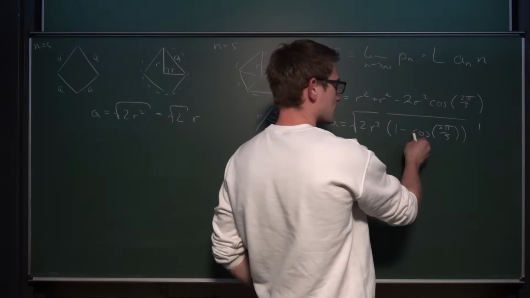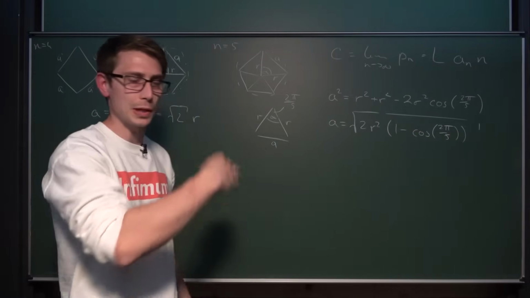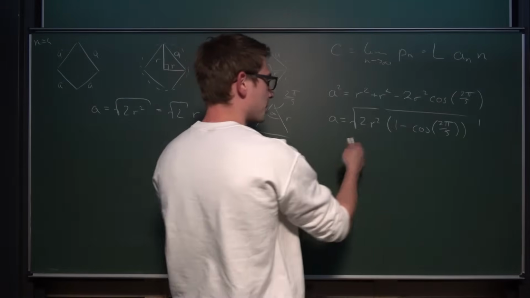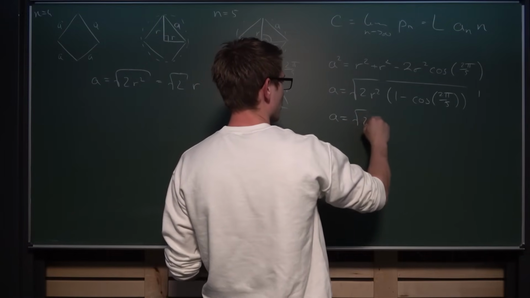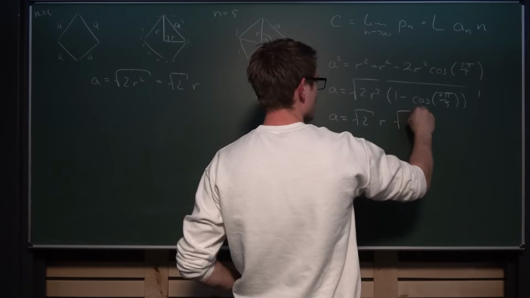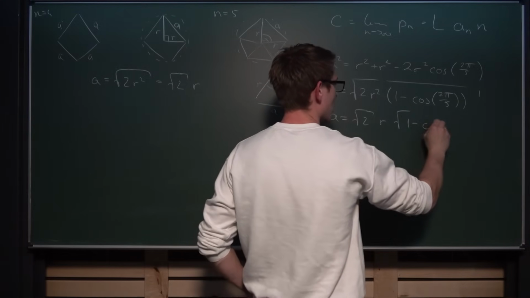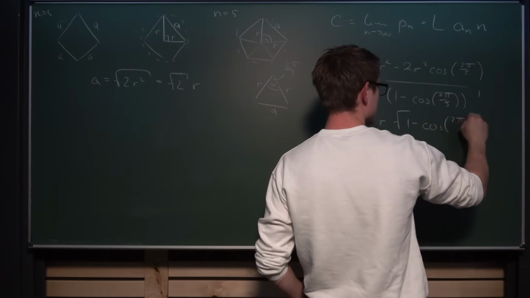This is always positive because cosine is bounded by 1, so there is no problem with breaking up the square root. So a overall is the square root of 2 times r times the square root of 1 minus the cosine of our itsy bitsy angle.